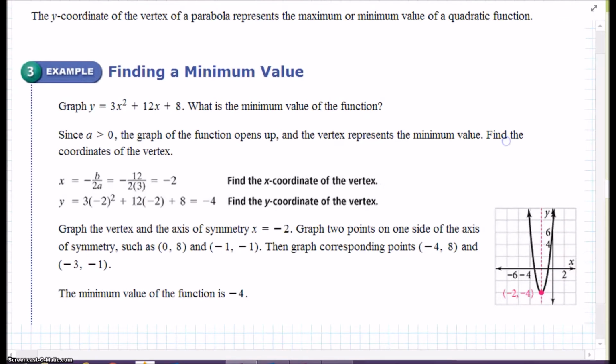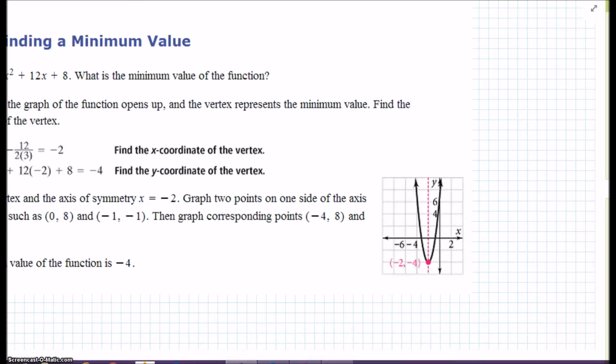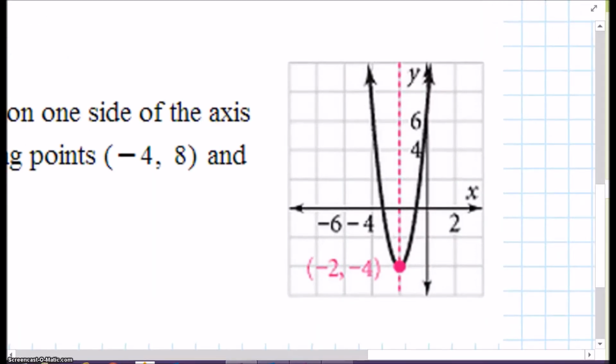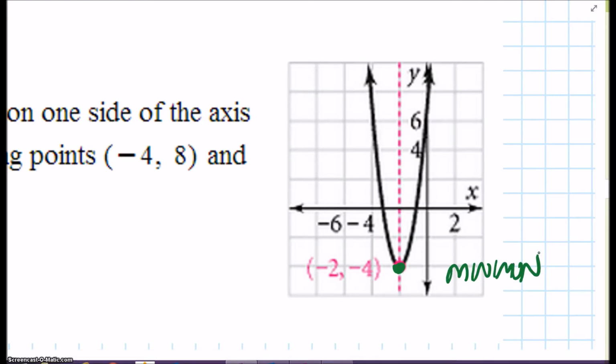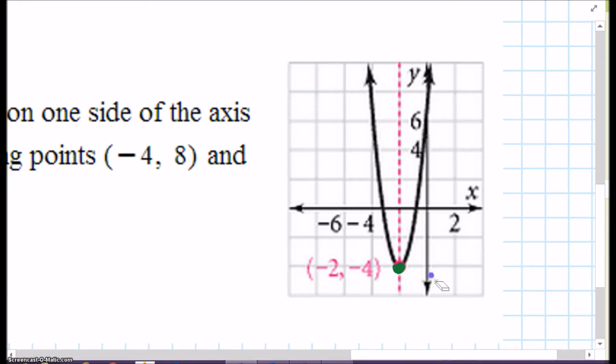The y-coordinate of the vertex of the parabola represents a maximum or minimum value. We're just going to talk through this real quick. In this example, since the parabola goes up, the y value in the vertex represents a minimum. If the parabola opened down, the y value of the vertex would represent a maximum.